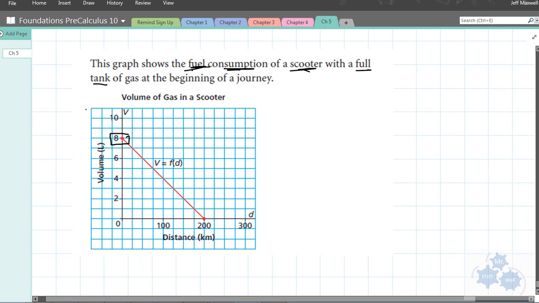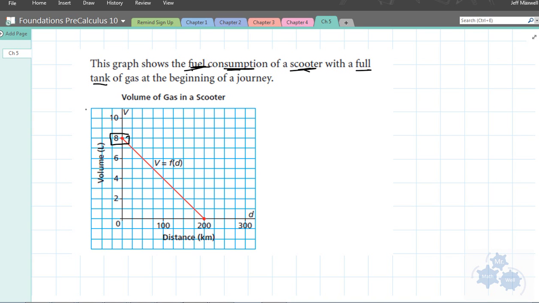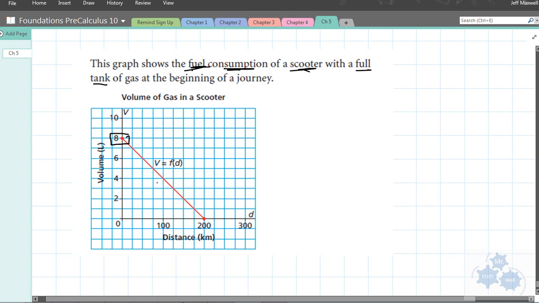So guess what? We can also say that not only is there 8 liters of gas at the beginning of this journey, but that the scooter's tank has a maximum capacity of 8 liters. Okay? You can get that information out of there too. If it's full, and this is exactly how much we have when we start, then that's the fuel tank's capacity. All right? Now, this intercept over here is 200 kilometers. That tells us that 8 liters of fuel for this scooter should take this person a distance of 200 kilometers.